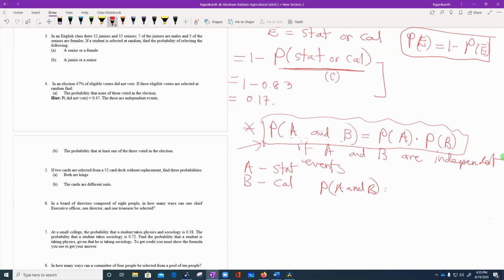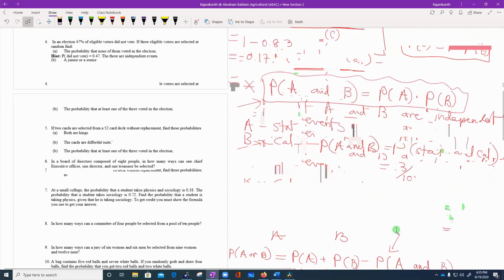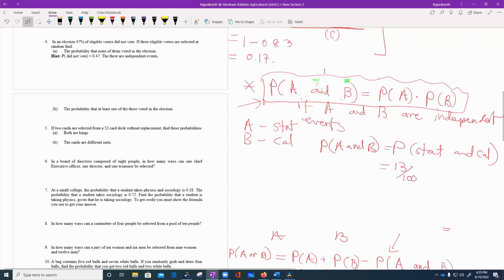What does that mean? That means the probability of choosing statistics and calculus. What was that probability we got? Students taking both stat and calculus. How many are there? 13. So this probability is 13 over 100, right? Now that is the answer for P of A and B.